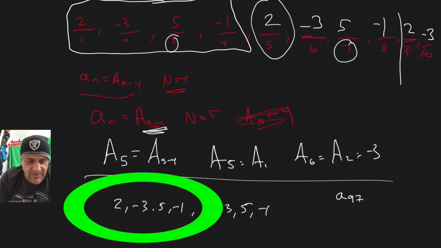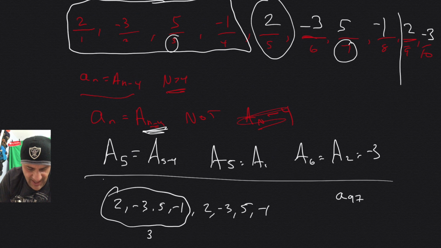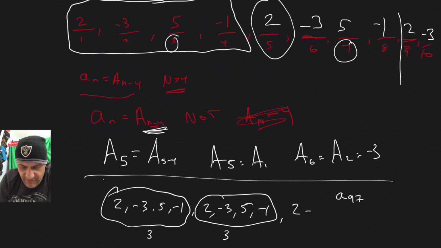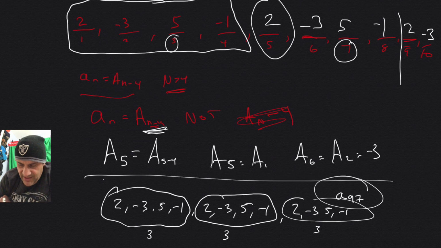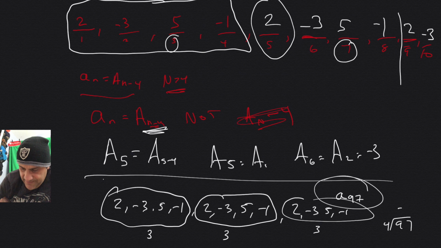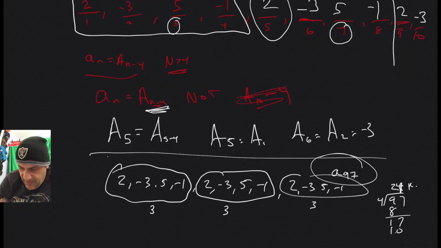What is the sum of every 4 terms? 2 plus -3 is -1, plus 5 is +4, and then 4 minus 1 is 3. So every 4 terms is going to have a sum of 3. The reason why that's important goes like this. In 97 terms, let's divide 4 into 97. This is very important. That's 24 with a remainder of 1.